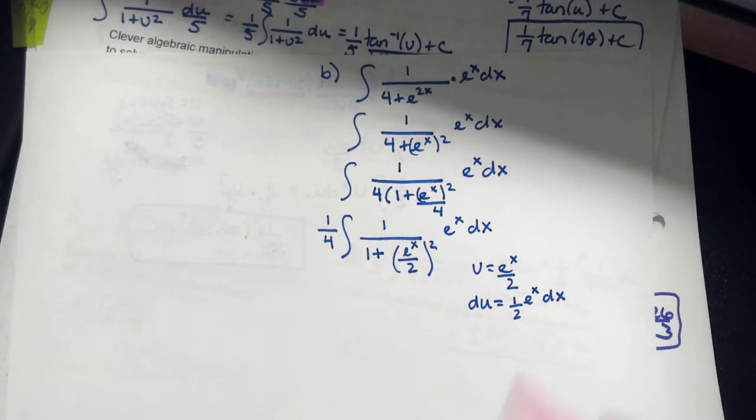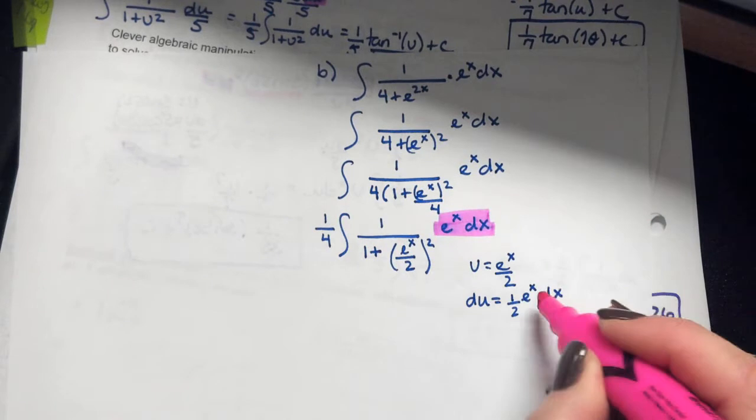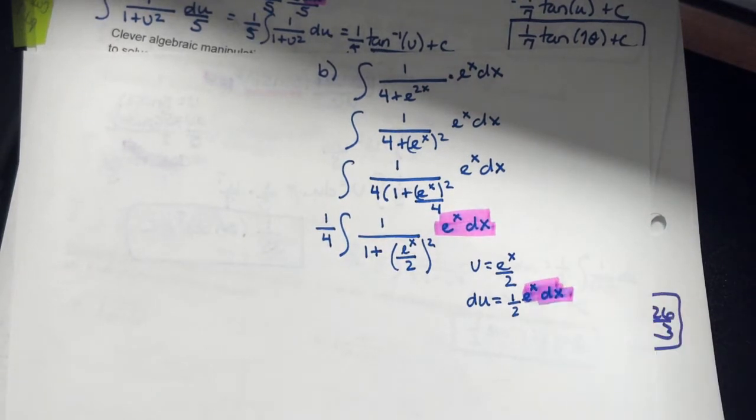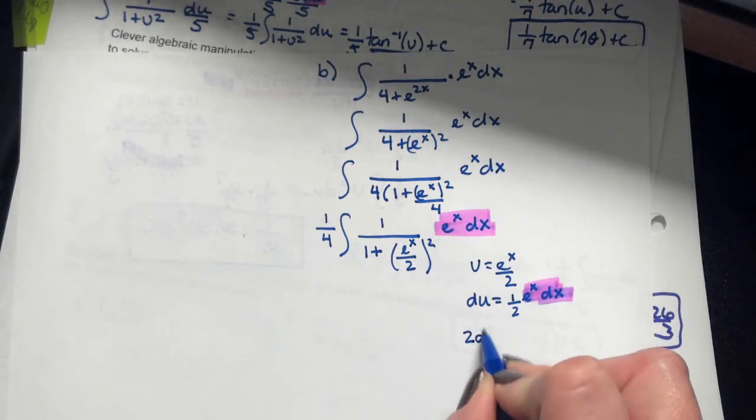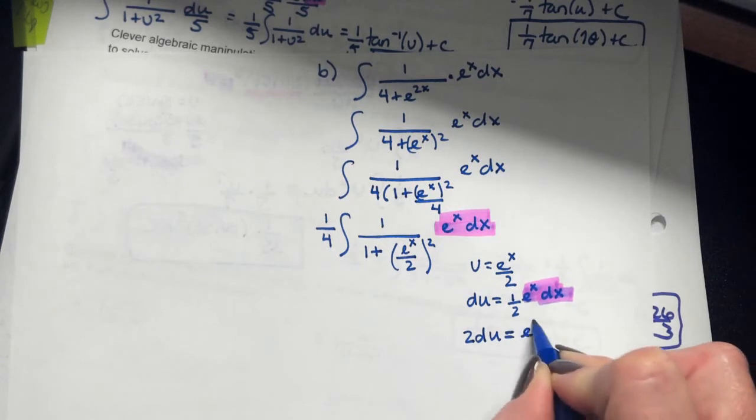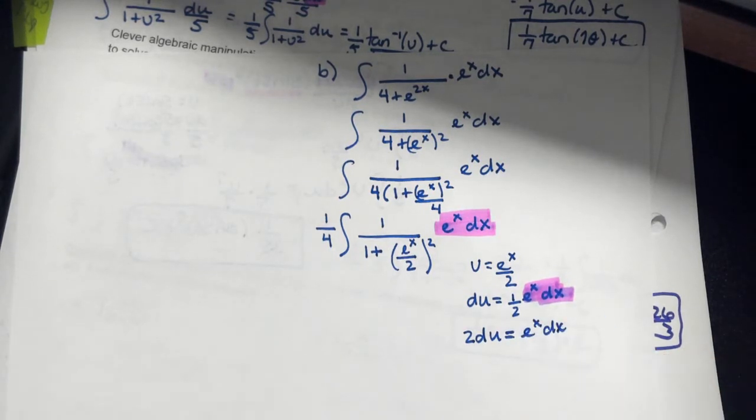Well, here's that e to the x dx that I need. So notice I've got the du as part of the integral. So if I solve for e to the x dx, I'm going to have to divide both sides by what? Divide both sides by 1/2, which means I'm going to multiply both sides by what? 2. So that I know that 2 times du is equal to e to the x dx.